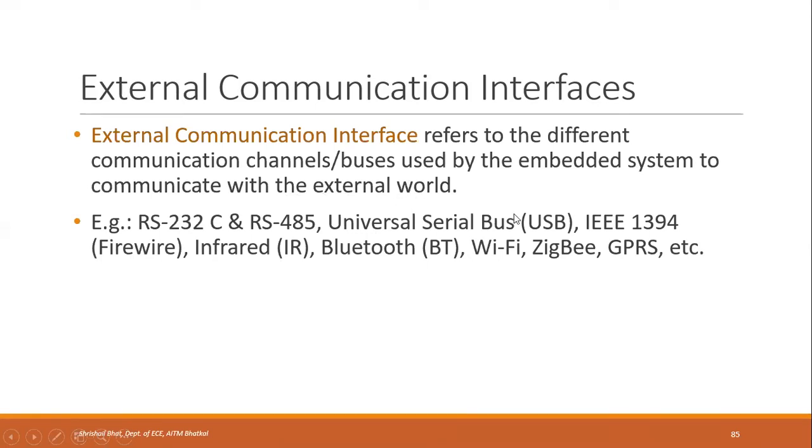Okay, so here again there are different things. It can be serial, it can be wired or wireless. So there is RS-232, I2C, RS-485, USB. These are wired communication, right? Then IEEE 1394, this is also wired. Then wireless things like infrared, Bluetooth, Wi-Fi, Zigbee, GPRS, and other things. So all these things were there, right?